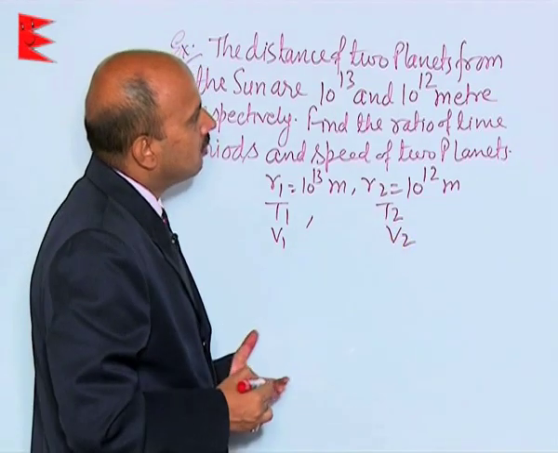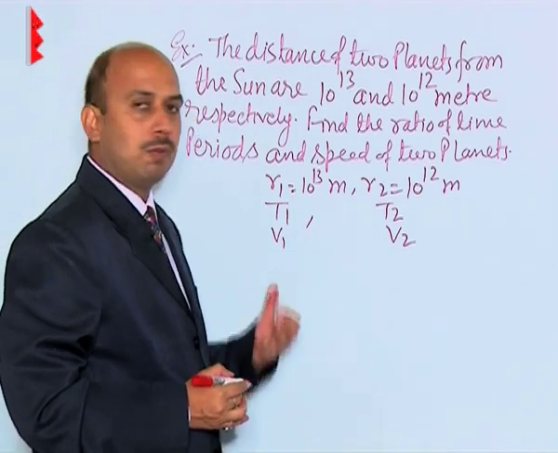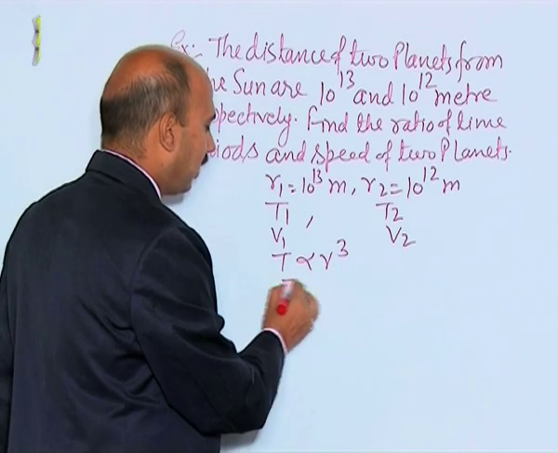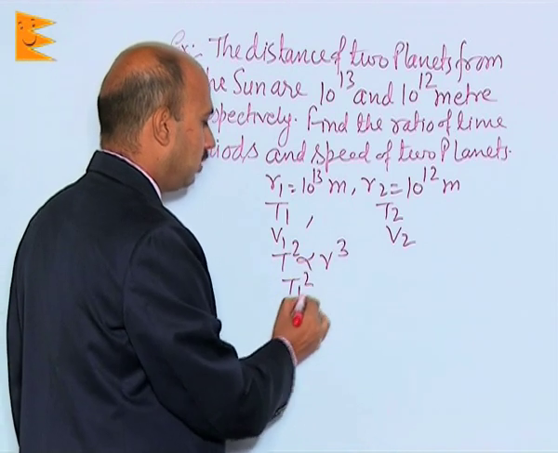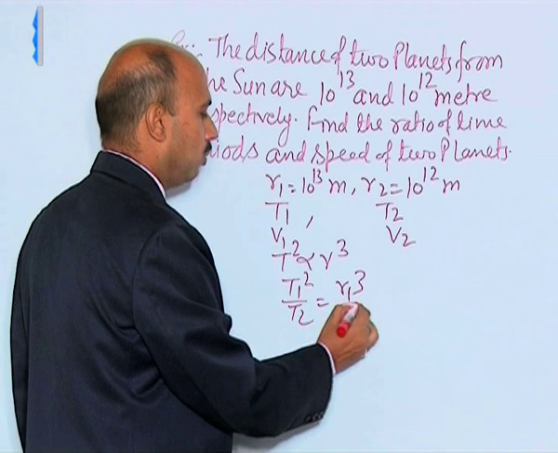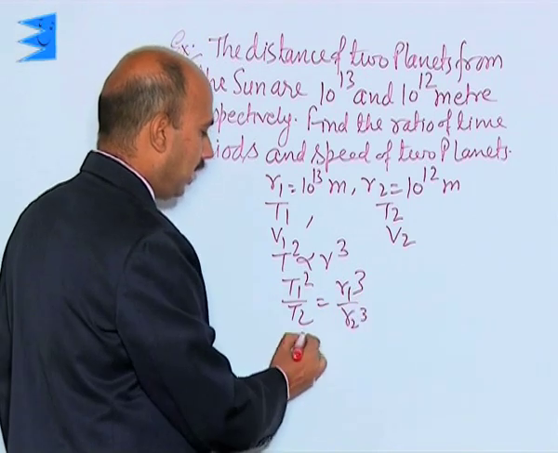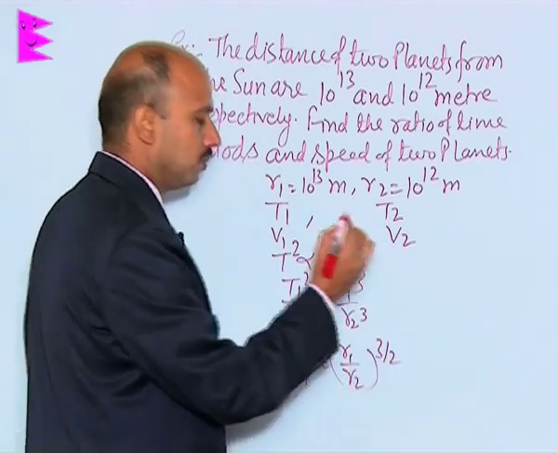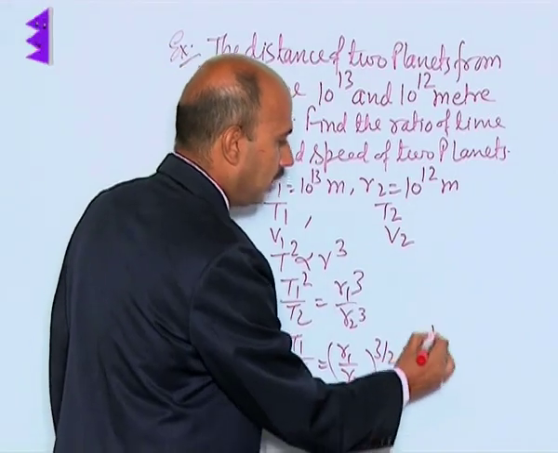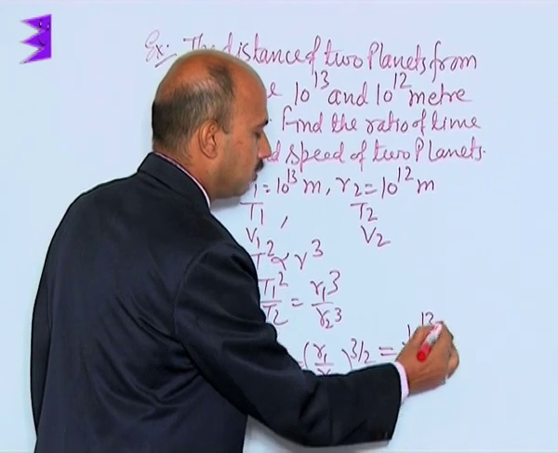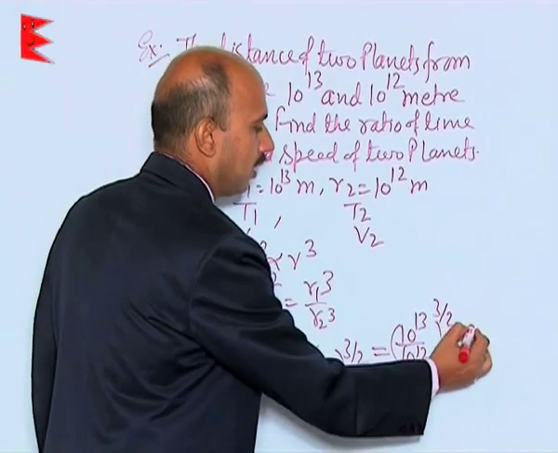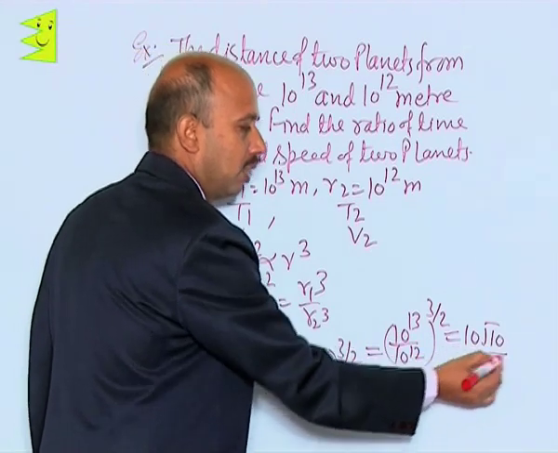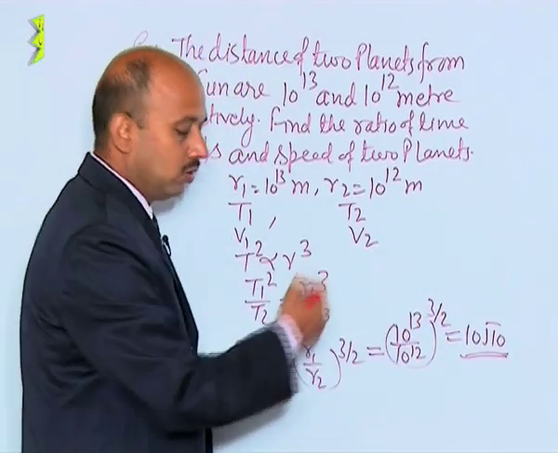So actually this question is based on Kepler's law, that is the law of period. We know T square is proportional to R cube. So we can write T1 square upon T2 square is equal to R1 cube upon R2 cube. So we can write T1 upon T2 is equal to R1 upon R2 raised to power 3 by 2. We can put the value of R1 and R2, that is 10 raised to power 13 upon 10 raised to power 12, raised to 3 by 2, that will be here 10 root 10 if you solve it. So the ratio of time period is 10 root 10.